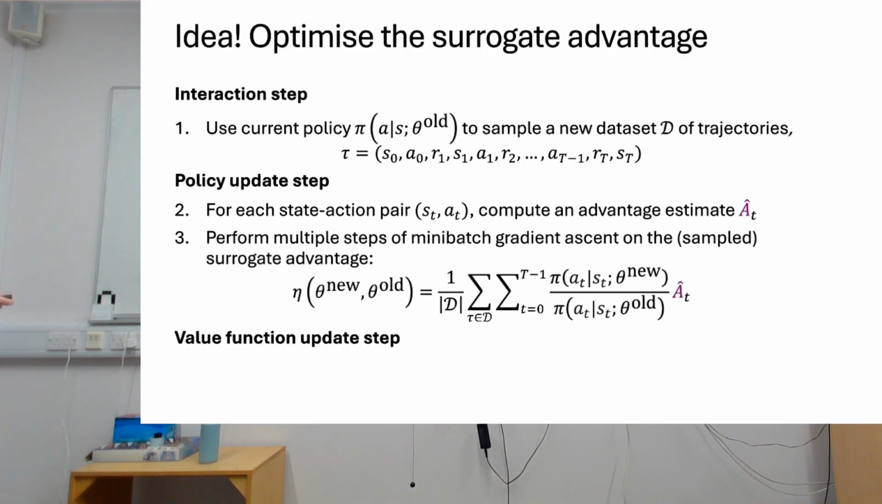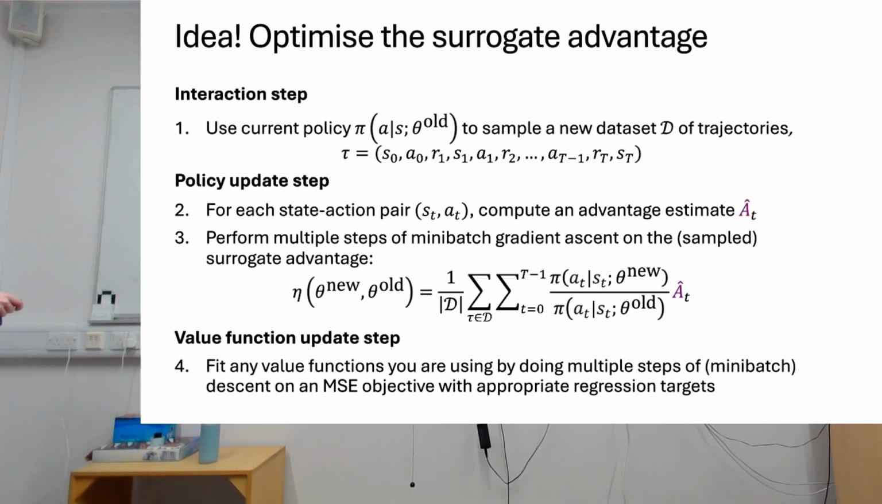Then we're going to perform multiple steps of mini-batch gradient ascent on the sampled surrogate advantage, right? So this beast here that we met on the last slide. We're going to do multiple update steps with respect to theta nu. So multiple gradient steps with respect to theta nu of this thing here. The theta old is held fixed, and theta nu is the thing that I'm going to update, right?